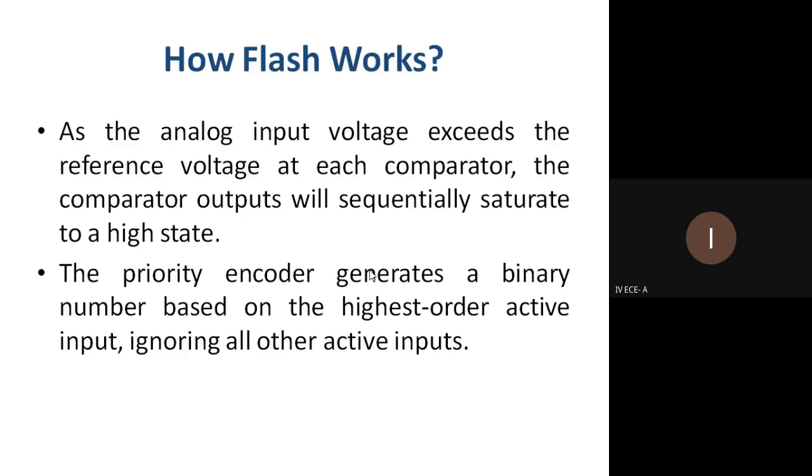As the analog input voltage exceeds the reference voltage at each comparator, the comparator output will sequentially saturate to a high state. It means logic 1. When the analog voltage is less than the reference voltage, the output voltage of the comparator is equal to 0. The priority encoder generates a binary number based on the highest order active input, ignoring all other active input signals.